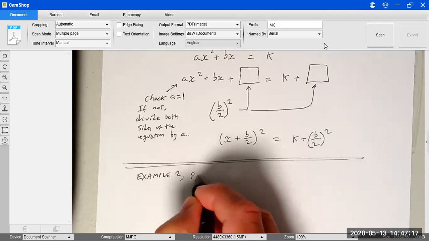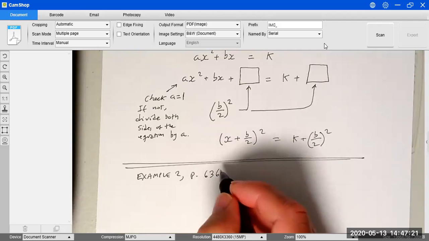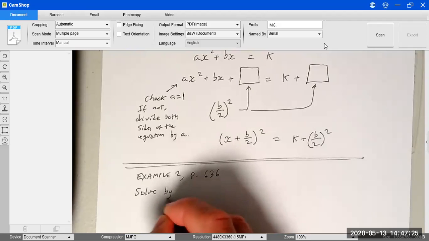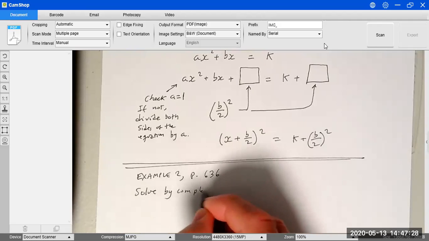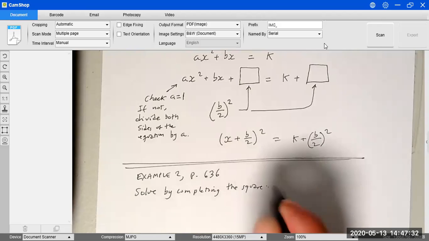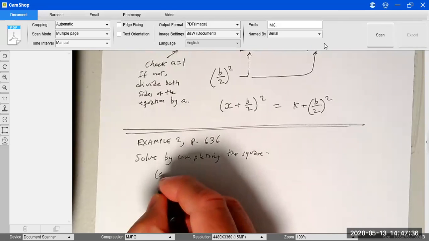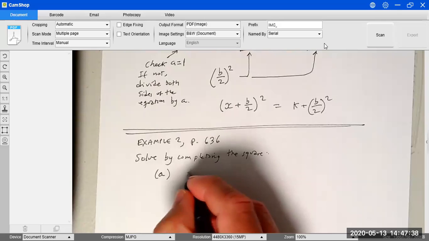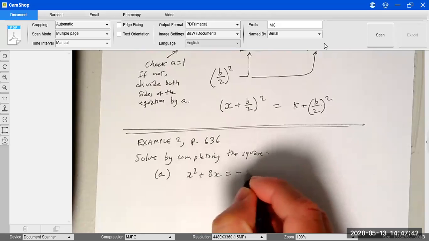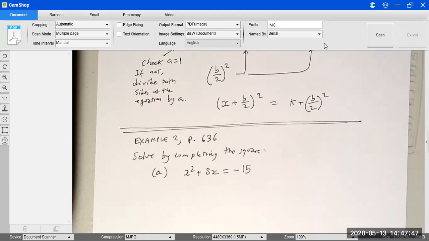So let's work example two. Example two on page 636. So we're going to solve by completing the square. The first problem is x squared plus 8x equals negative 15. So that's my first problem.